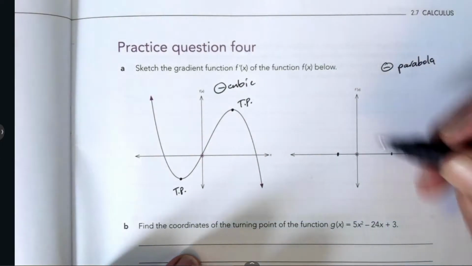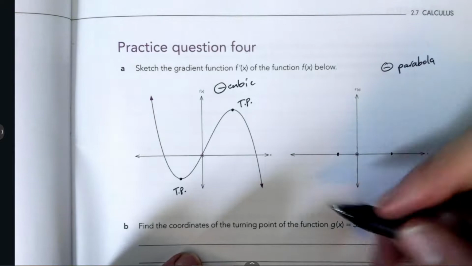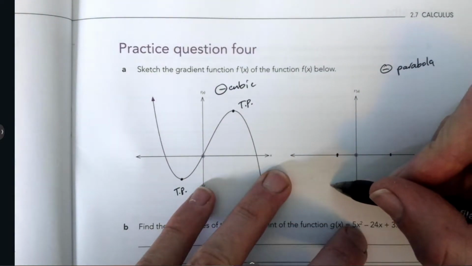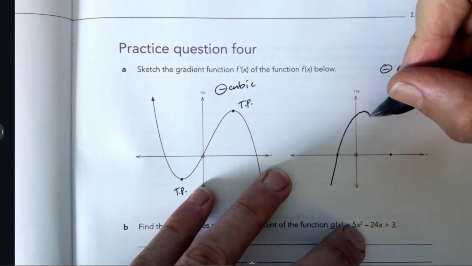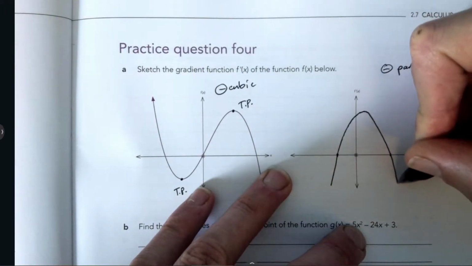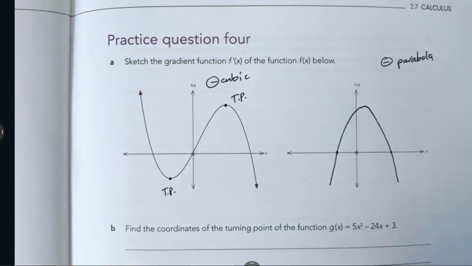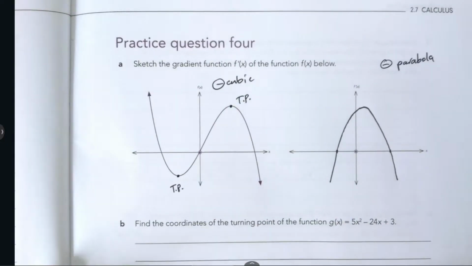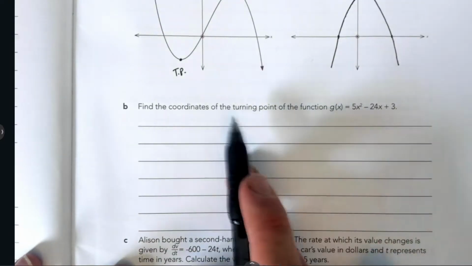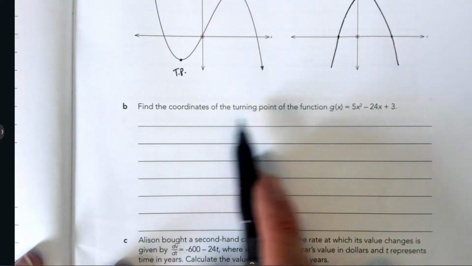And it's a negative parabola, so we want to have like the vertex maybe somewhere around about here. Doesn't matter too much. All they care about is if you pass through here and that you get the shape of the derivative correct. To be honest, that's a pretty ugly parabola, but yeah, that will get you full marks. Yeah, cool. Find the coordinates of the turning point of the function.